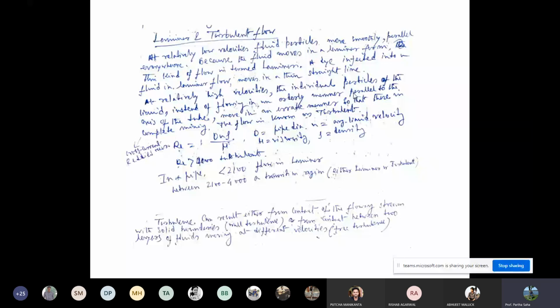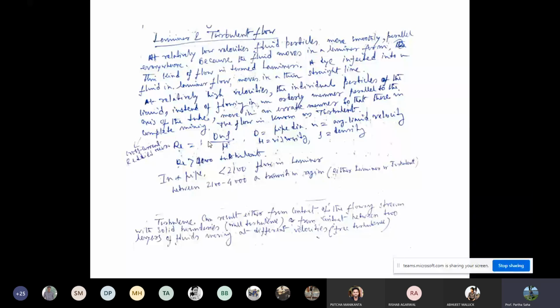What is the equation for Reynolds number? The expression is Reynolds number equals D u rho by mu. You are talking about Reynolds number when liquid or fluid is passing through a cylindrical tube. Where D is the pipe diameter, u is the average liquid velocity, rho is the density, and mu is the viscosity.